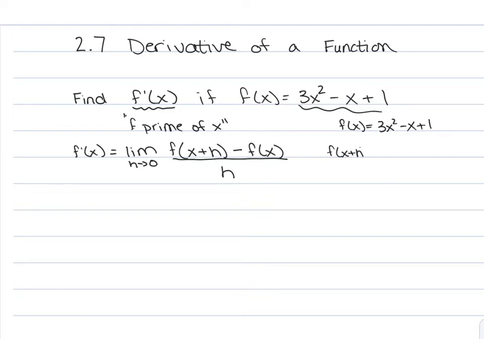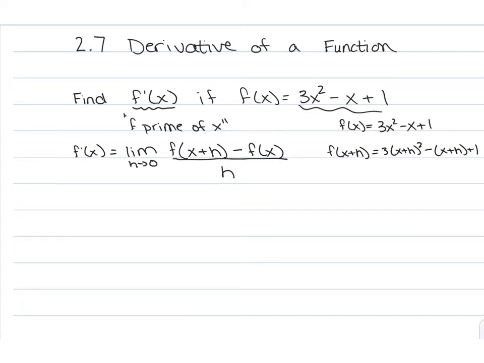For f of x plus h, we're going to plug that whole expression, x plus h, in for x. So instead of 3x squared, I'm going to have 3 times (x plus h) squared. Instead of minus x, I'm going to have minus (x plus h), and that plus 1 is still there on the side. Okay, so same idea, but instead of a's, we have x's.